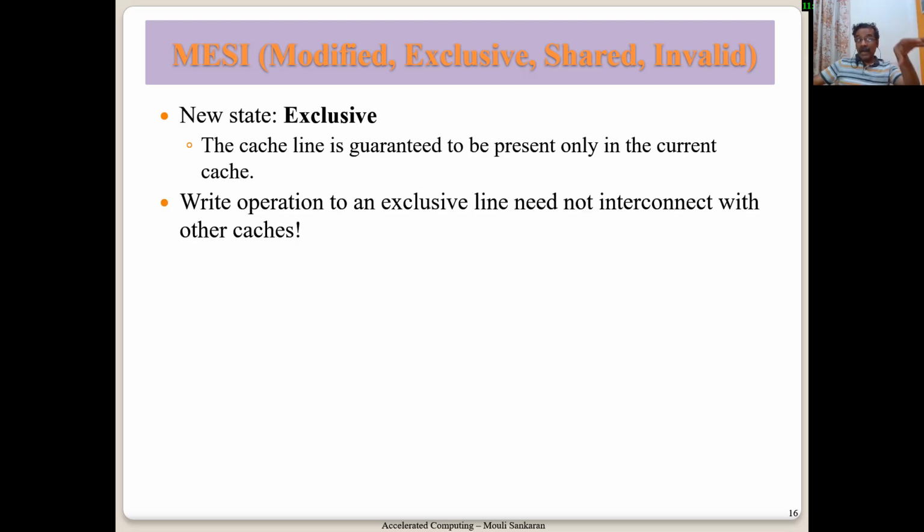Write operations to an exclusive line. Now, when you do a write operation to the exclusive line, you know very well that it is not available anywhere else. So you don't have to go around broadcasting saying, hey, I am going to modify it, please invalidate all your entries. You don't have to do that at all because you know that you are the only one owning it. And you don't need to worry about main memory right now, because if you are having a write back policy, you don't need to worry about it. Now, what will you do? A write operation to the exclusive line need not interconnect with other caches. You can just own it, make it modified and keep writing it. From exclusive to modified state, you can go faster without going to other caches.